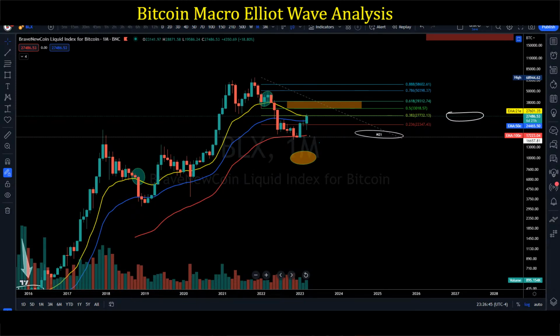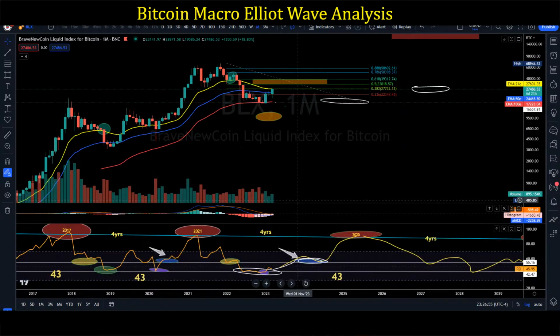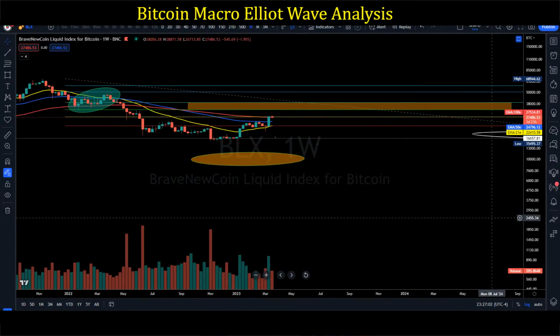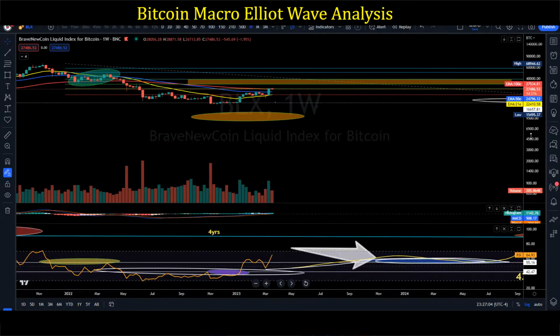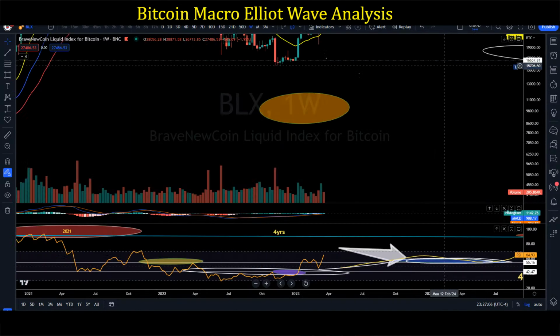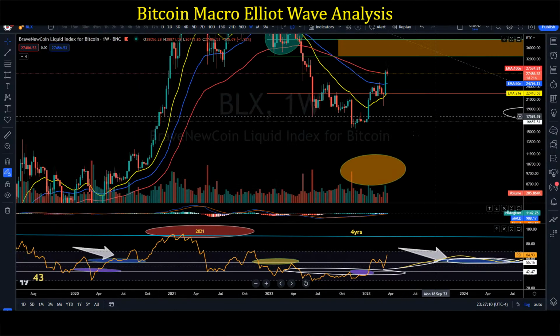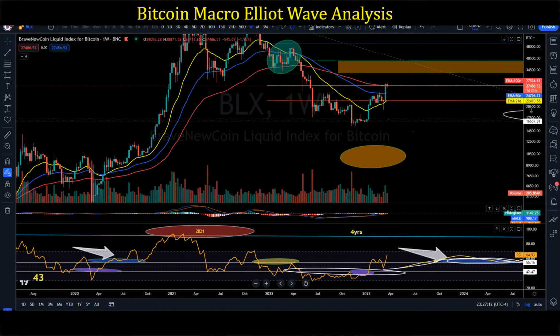Pablo Crypto is saying there's a good probability to make a macro double bottom on the monthly. Yes, there's always a probability for something to happen, but you just have to follow your indicators on the weekly. The weekly MACD hasn't crossed negative, so no need to be wasting time looking for bearishness. We had 12 months to be bearish, guys. That's what you need to think about.